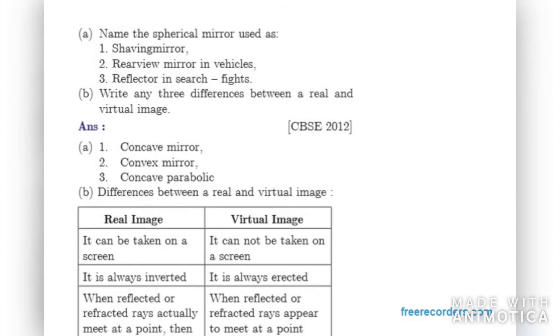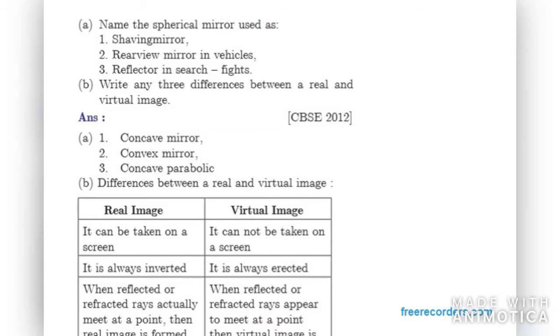Let's move on to next question. It says name the spherical mirror used as a shaving mirror. In a shaving mirror, we use a concave mirror as we want to see the image magnified. The second one, rear view mirror in vehicles. It is a convex mirror as we want to see the wider path behind our vehicle. In the third one, reflector in searchlights, it is a concave mirror. You can also write concave parabolic, but you can simply write concave mirror.